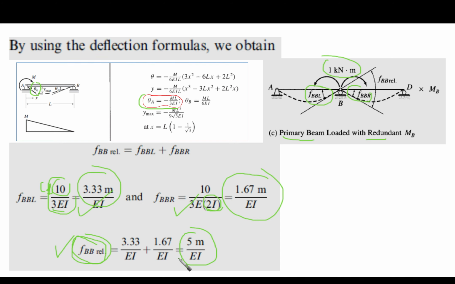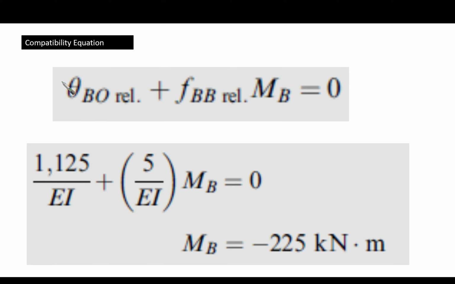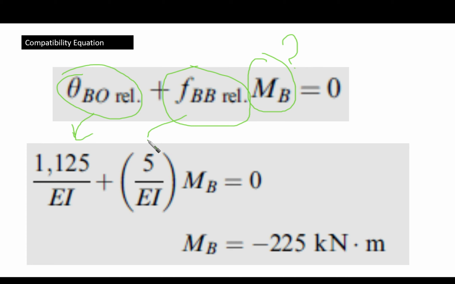Okay, now let's go exactly to the compatibility equation. Our compatibility equation is theta BO relative plus FBB relative times MB, our main unknown here. Theta BO relative is already given, and FBB we have obtained before. Then MB is the only unknown in this equation. We can get MB equals minus 225 kilonewton meter. This is our main target.